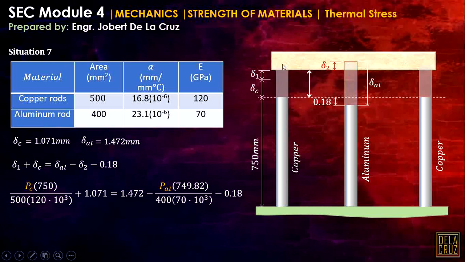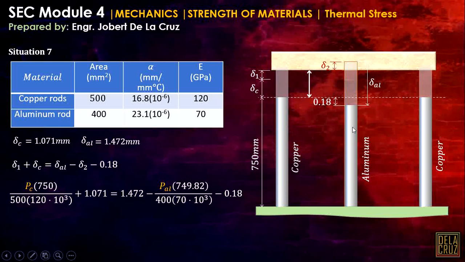Kasi hihilahin siya ng slab pataas. Okay? So, PL over AE. So, that is just the force in copper. PCL. So, L, this is the original length over AE plus that one. Plus the delta C. So, we calculated that. Equate to the aluminum. So, 1.472 minus the delta 2. So, this delta 2 is also due to the axial force induced in the aluminum member. That is a compressive force, no? As you can see.